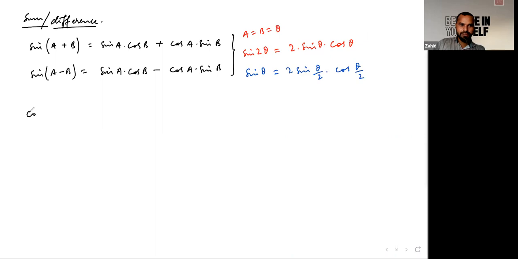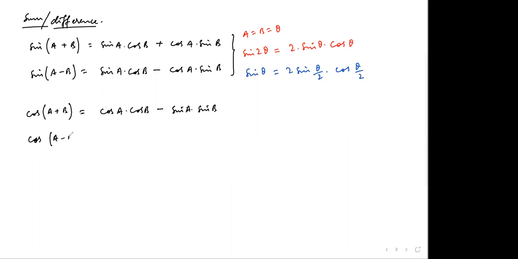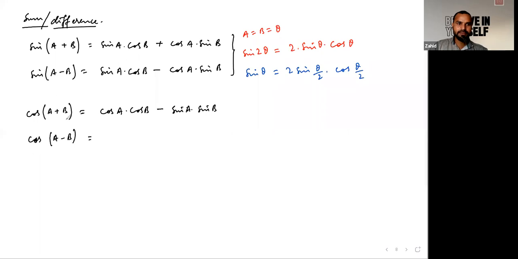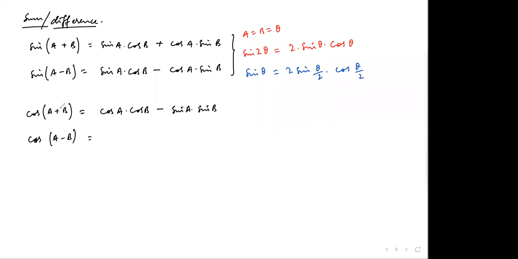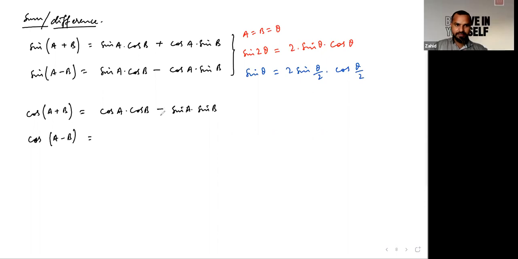Similarly, if we do for cos of A plus B, it would be cos A times cos B minus sine A into sine B. Cos of A minus B, sir, how will be the negative sign? It should be plus, right? In cos, if you have plus here, it will be negative here. But if you have negative here, it would be positive. So it will be cos of A into cos of B plus sine of A into sine of B.